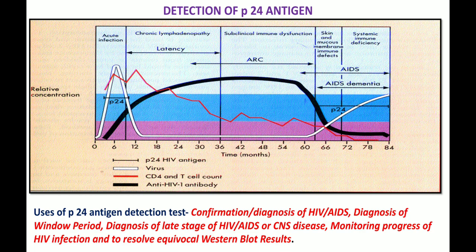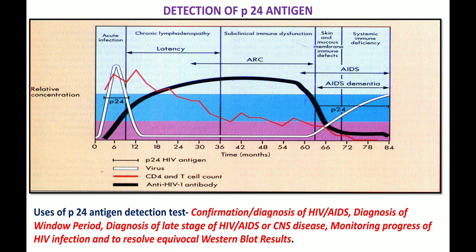Now, what are the uses of the P24 antigen detection test? It is used to confirm a diagnosis of HIV/AIDS, especially during the window period. It is a very valuable test. You already know now that the window period is a phase where the patient will be asymptomatic but the virus will be replicating. So in such a situation, the P24 assay is very important. It also helps in diagnosing the late stages of HIV/AIDS or CNS disease.